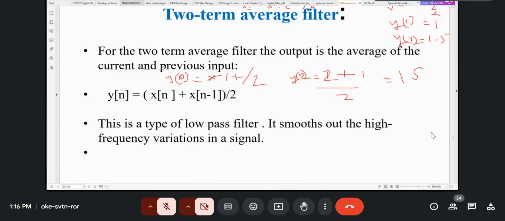Then we have the two-term average filter. For the two-term average filter, the output is the average of the current and the previous input. So you have x of n plus x of n minus 1, divided by 2. There's no difference here, it is an average. This one is normally a smoothing filter. This is a type of low-pass filter. It smooths out the high frequency variations in a signal.